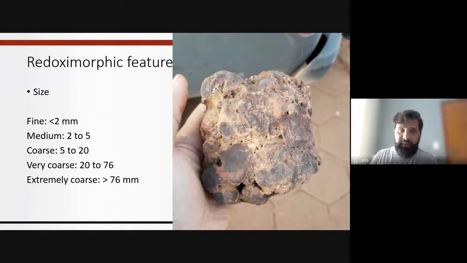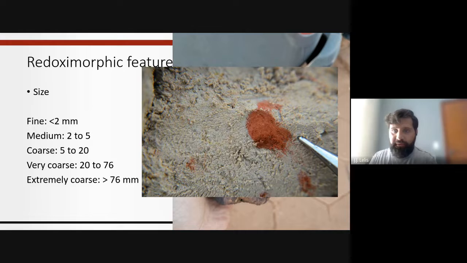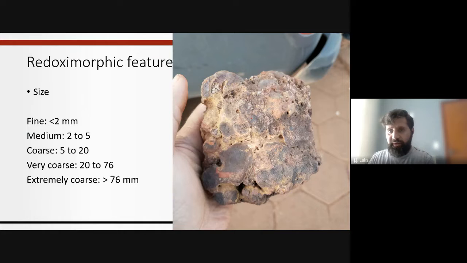Here we can see a very coarse material, very, very big material. This is my hand. And here we can see a fine material, very, very small. And this represents different concentrations of iron. The concentration of iron here is very, very incipient. And here we have a lot of concentration of iron.